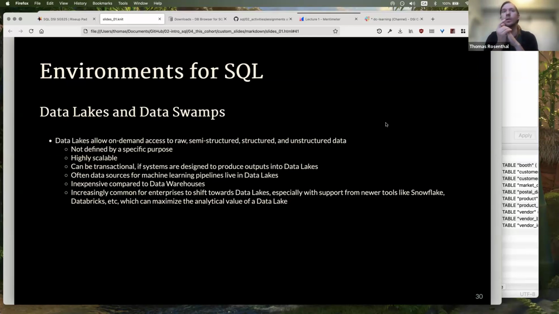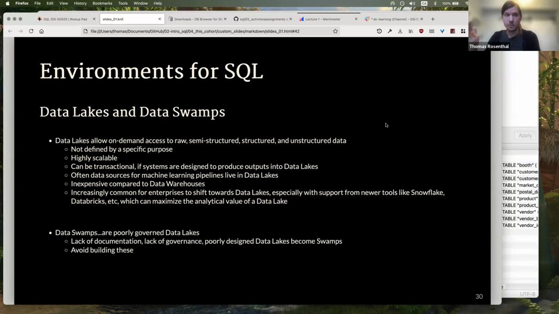I'd say it's common for enterprises to shift towards data lakes, especially with support for newer tools like Snowflake or Databricks, which really maximize the analytic value of data lakes. Data lakes don't themselves imbue analytic value because they can just become storage pools, but you can put these tools on top that start to allow you to derive value from it.